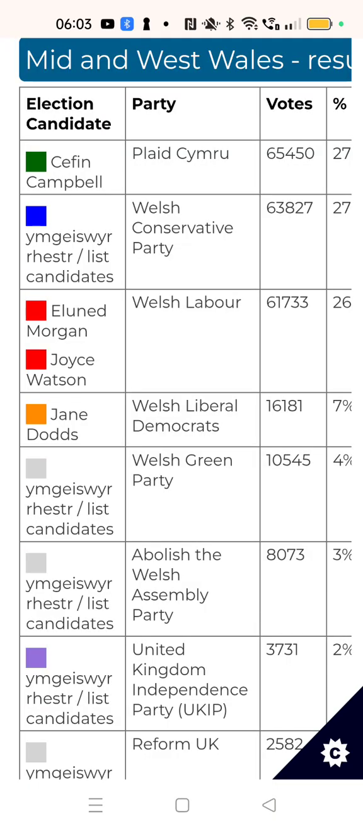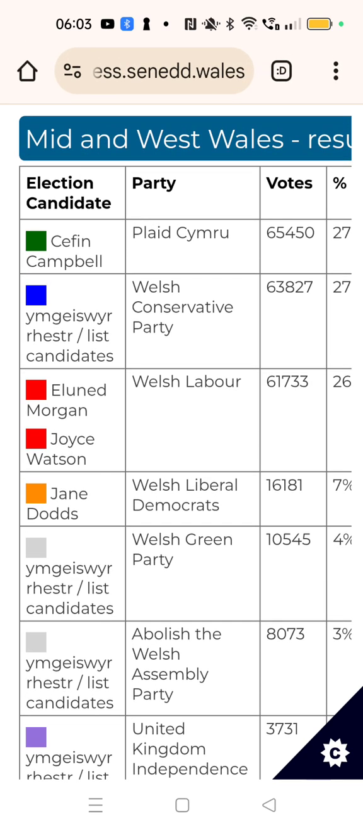So, yeah, that's the second. I think the second vote was voted for what? Just people voted for Welsh Labour, and there's two of them. But that Ellen Morgan got in. I don't know what the hell was going on with that Conservative vote there when it says not elected.